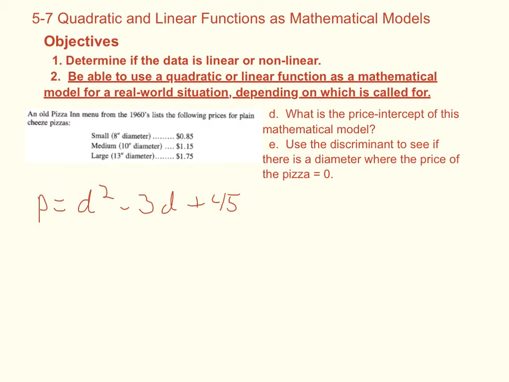Part D, what is the price-intercept of this mathematical model? So the price-intercept is just like the y-intercept. So in this case, what is P when D equals 0? Well, easy to see, that's 45.